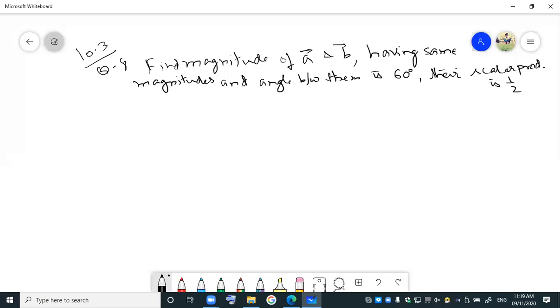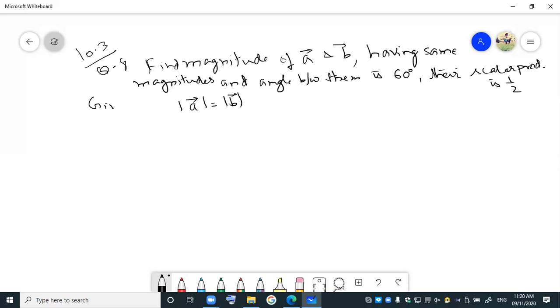Question number 8, exercise 10.3. Find the magnitude of the two vectors A and B having the same magnitudes. Their magnitudes are equal, and the angle between them is 60 degrees, and their scalar product is given. It is given that the magnitude of A will be equal to the magnitude of B.